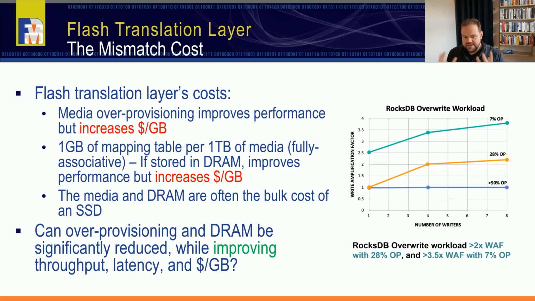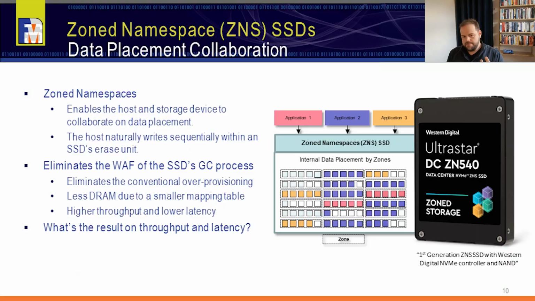So the idea of ZNS, Zoned Namespace SSDs, is: can over-provisioning and DRAM be significantly reduced while we improve the throughput, latency, and dollars per gigabyte? That's the question. And that's what it does.